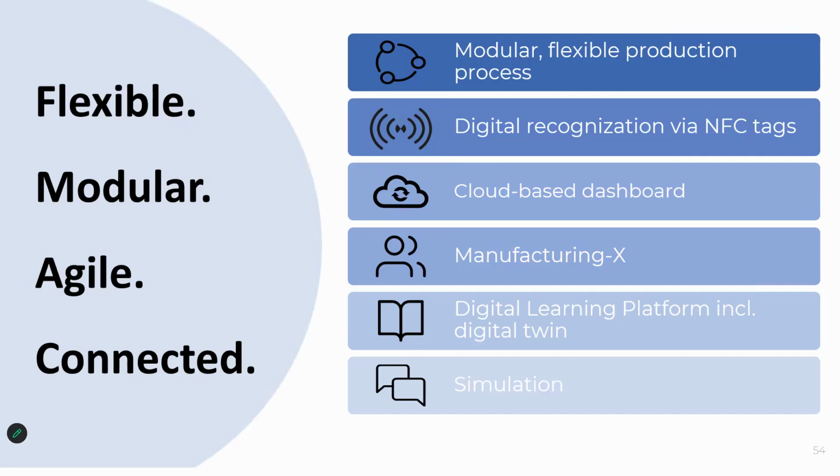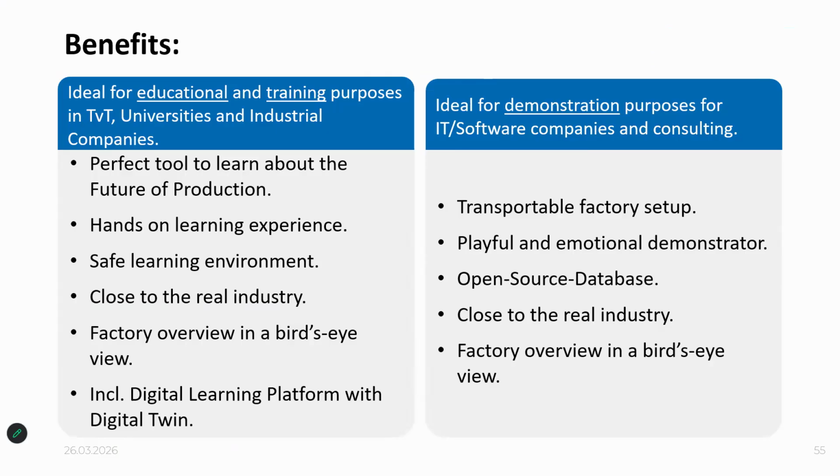Flexible, modular, agile, and connected. That is essentially the fischertechnik Agile Production Simulation model. Now, the APS model is the perfect tool to use in higher education. It can be used for advanced CTE training, university labs, and for industrial training.